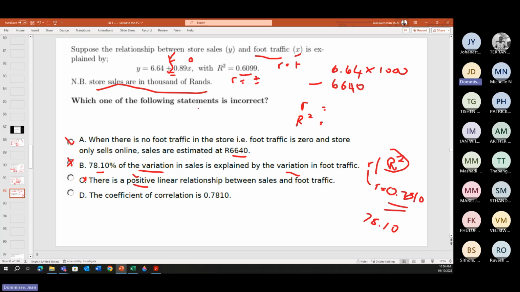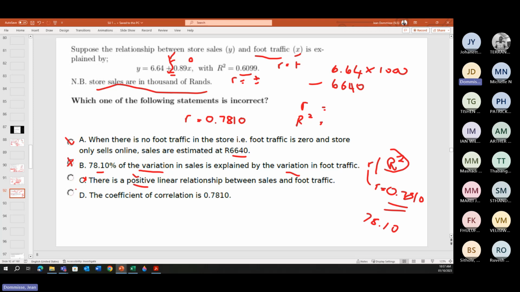If they had given us R, the R would have been positive as well. That would have been another way to see if it is a positive or negative relationship. But they haven't given us R, so we need to look at other ways of identifying what the relationship is.